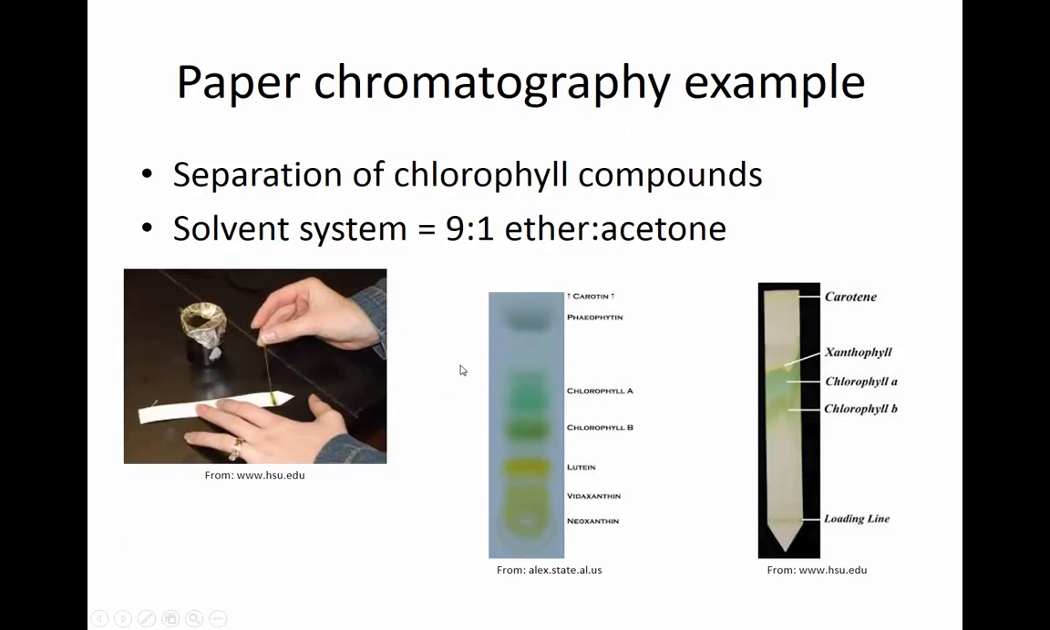Here's an example of paper chromatography. Here some spinach extract is being placed onto a filter paper strip, and in a solvent system that consists of 9:1 ether and acetone, we are migrating up the paper, and we see the separation of a bunch of different chlorophyll compounds. You can see that here in this picture, and you can see it here a little more sloppily, however, that the chlorophyll compounds are separating based on this solvent system.